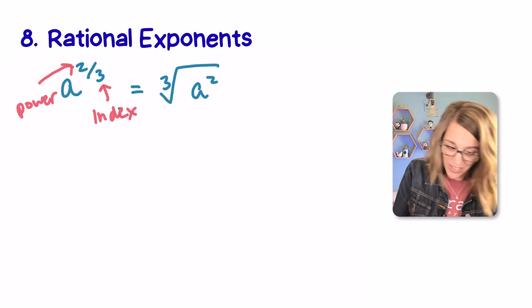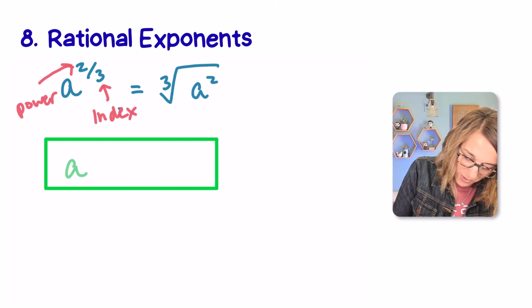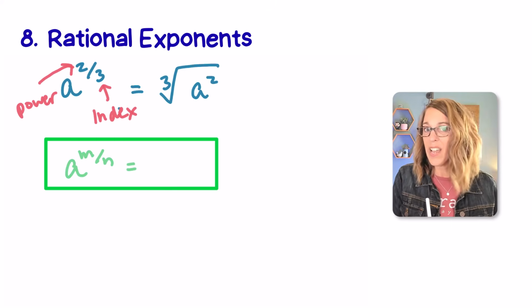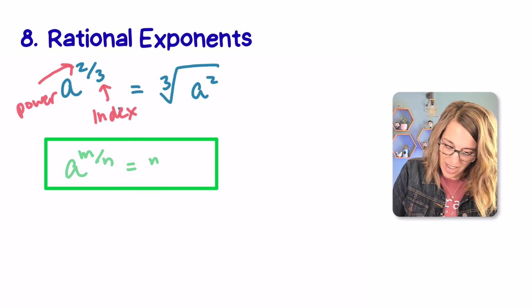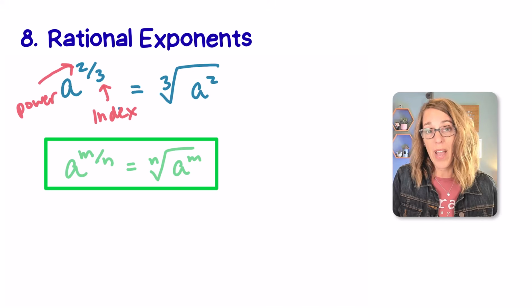I can write that out as a rule. So a to the m divided by n is equal to, n is the type of root, so this is going to be the nth root, a to the mth power.